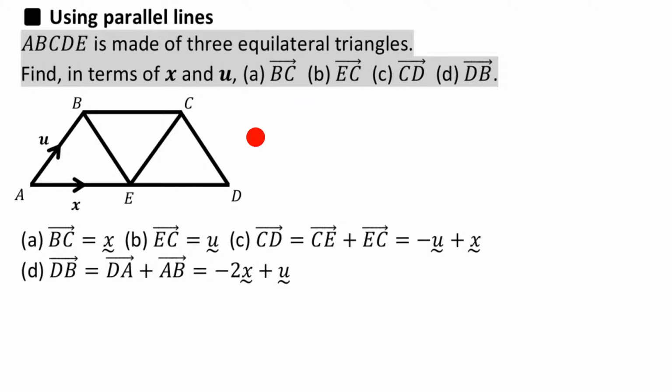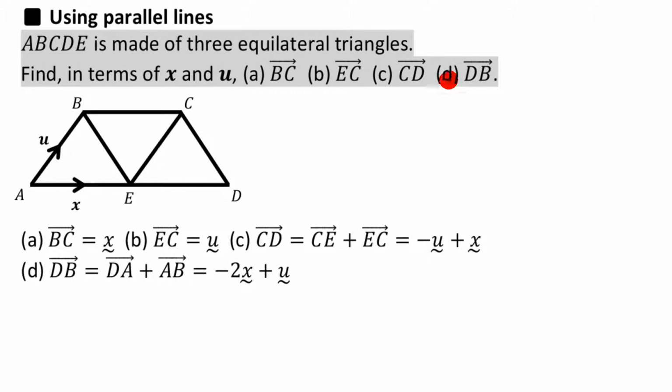And what's next? C to D. C to D, well, it's from there to there. We also know that e to c is u, e to d is x, so c to d is minus u, because it's going the opposite direction as the vector u. We know u goes upwards like that, so it's minus u and plus x, because it's going in the same direction as x. So e to d is the same as x, so basically c to d is equal to minus u plus x.